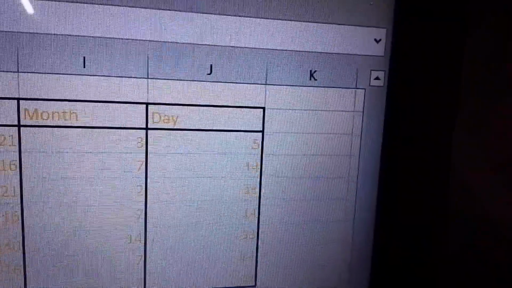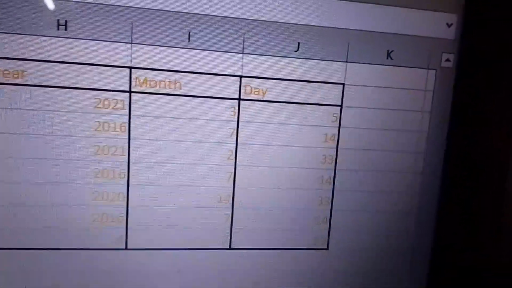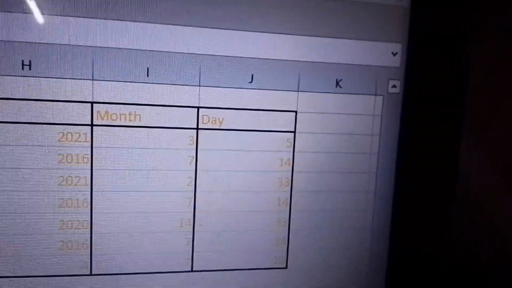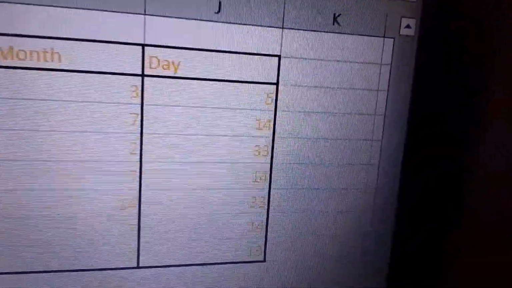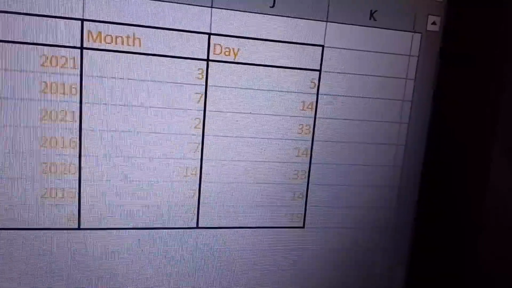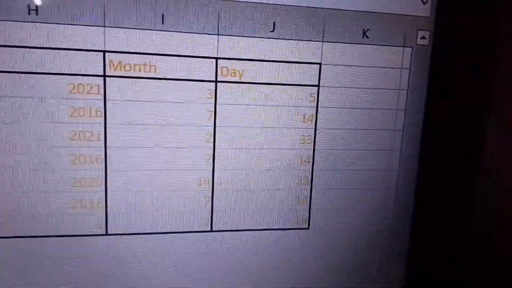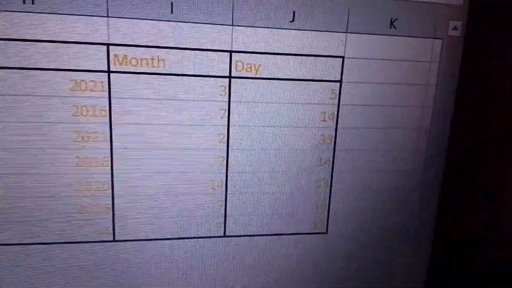And then, 33 minus 14 can be done, to give you 19, but 2 minus 7 cannot be. So, I have to borrow 1 year. So, 2020 and 14. Now we can already subtract. 33 minus 14 to give you 19, 14 minus 7 to give you 7, and 2020 minus 2016 to give you 4 years. So your time interval is 4 years, 7 months, and 19 days.